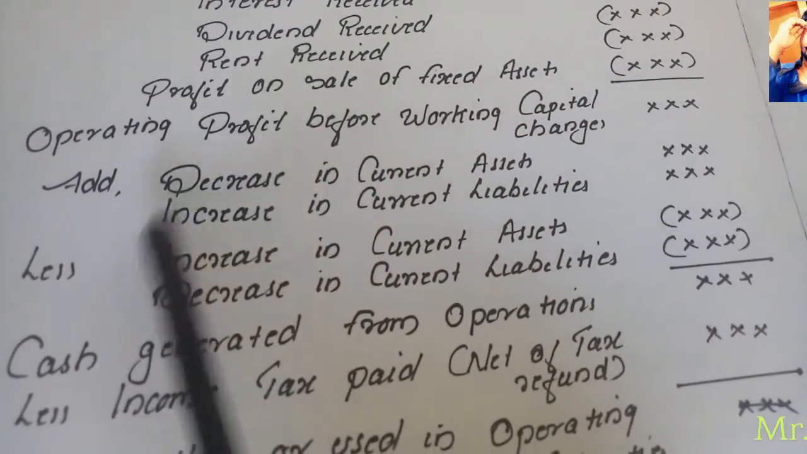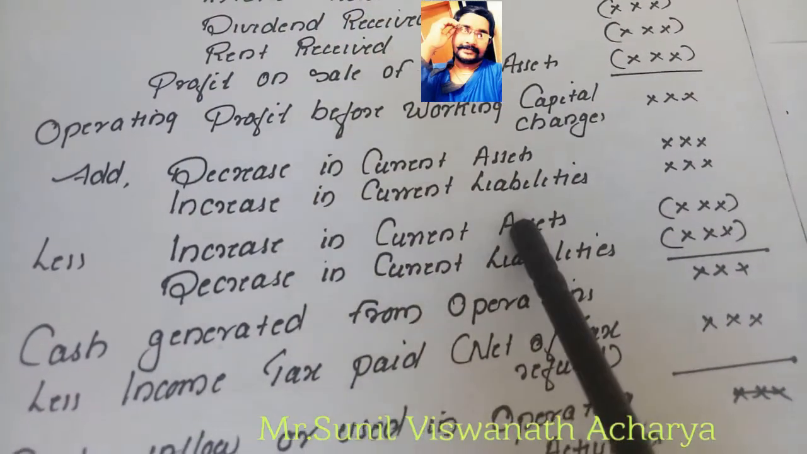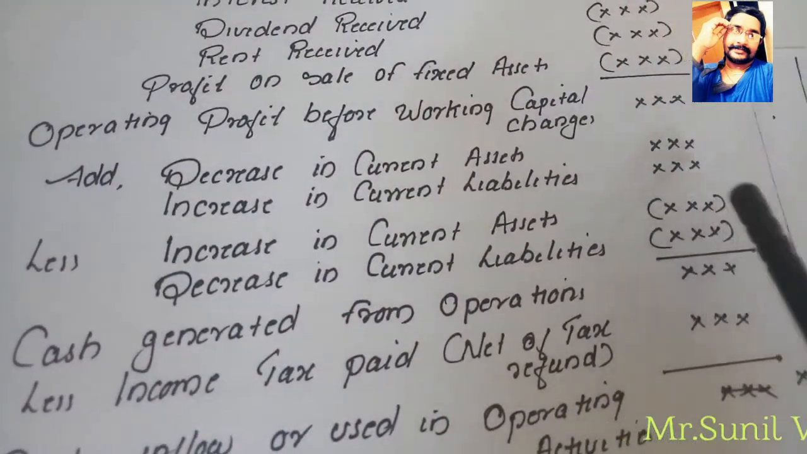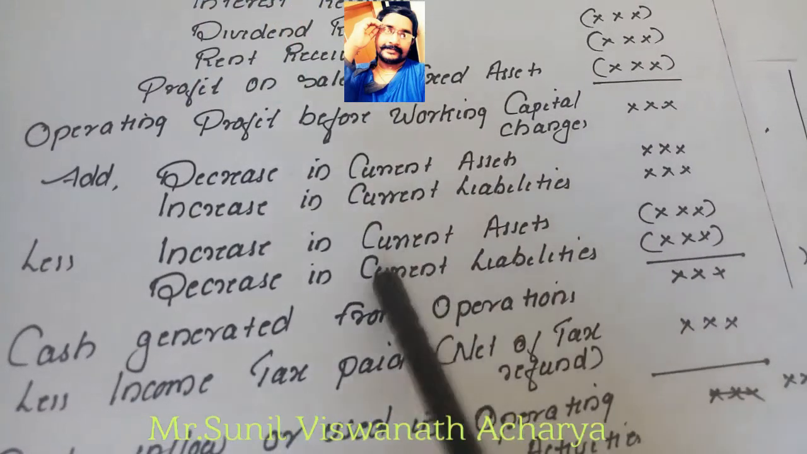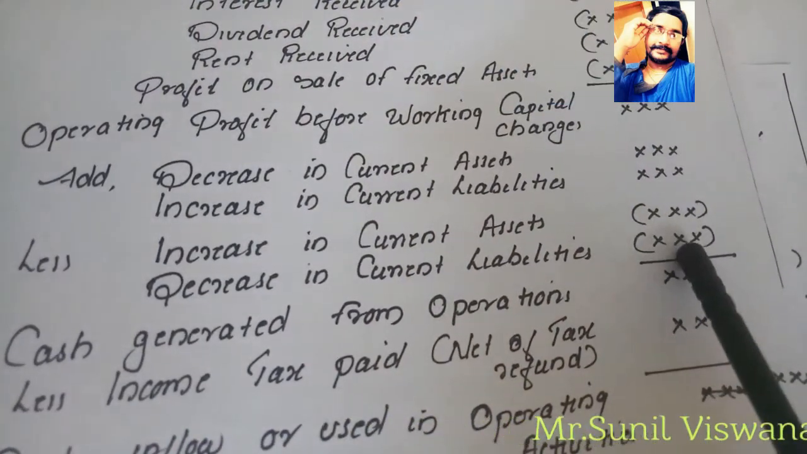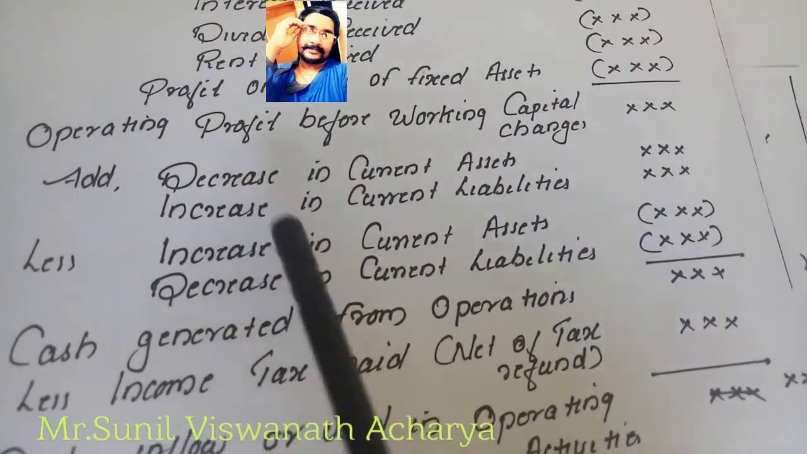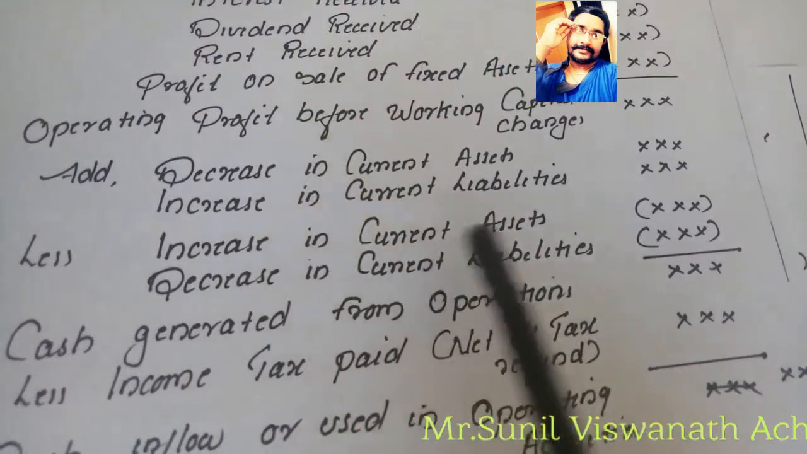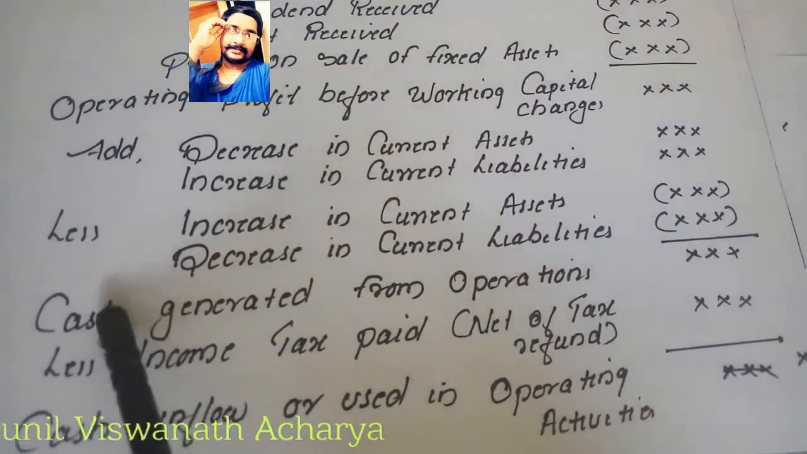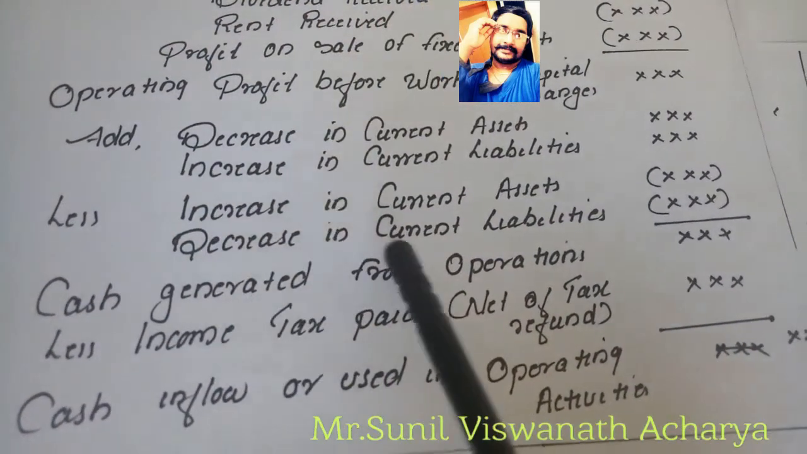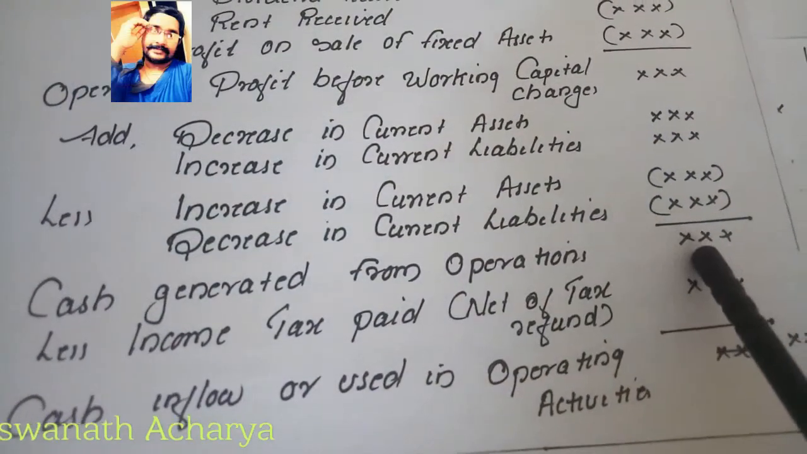Okay, then just the opposite, less. Increase in current asset: current asset increase means it is outflow of cash, we have to minus. Decrease in current liability also means the outflow of cash, so also we have to minus. So decrease in current assets and increase in current liability we have to add. Increase in current asset and decrease in current liability we have to minus. Then we will get another amount, that we will call cash generated from operations. Okay, so this is known as cash generated from operation.